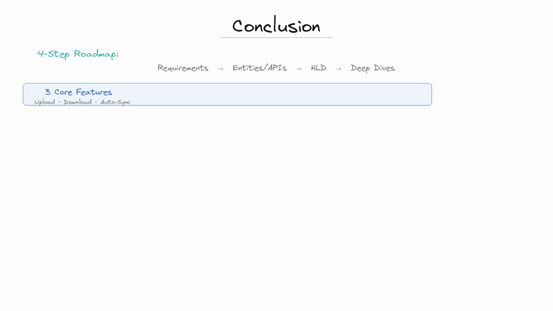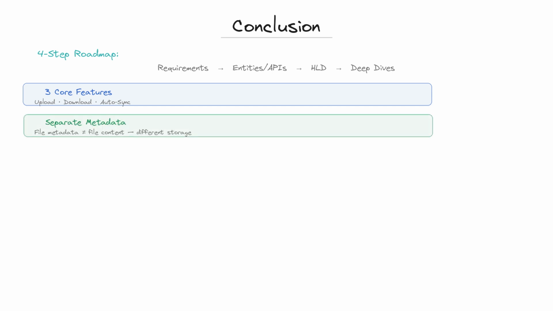Alright, let's wrap it up. Here's everything we covered. Follow the 4-step roadmap: requirements, then entities and APIs, then high-level design, then deep dives. The 3 core features: upload, download, and autosync. Always separate metadata from file content. They have completely different storage and access patterns.